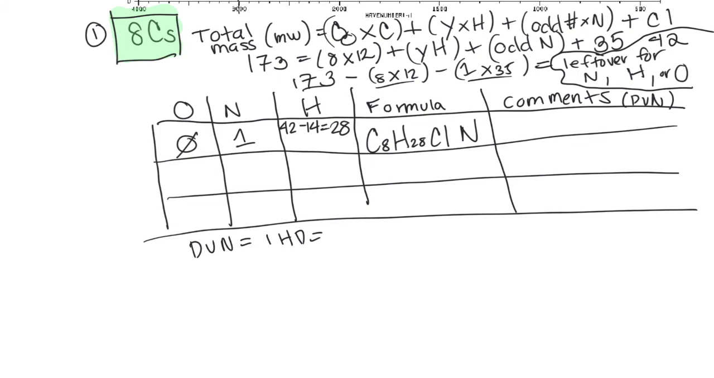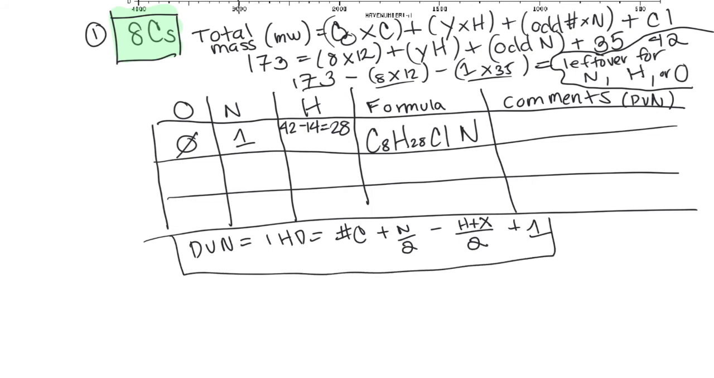So in other words, it's the number of carbons plus the number of nitrogens over 2 minus the number of hydrogens plus halogens over 2 plus 1. We're going to do that over and over again in this comment section, plus write anything else that relates to whether it's a reasonable formula or not.